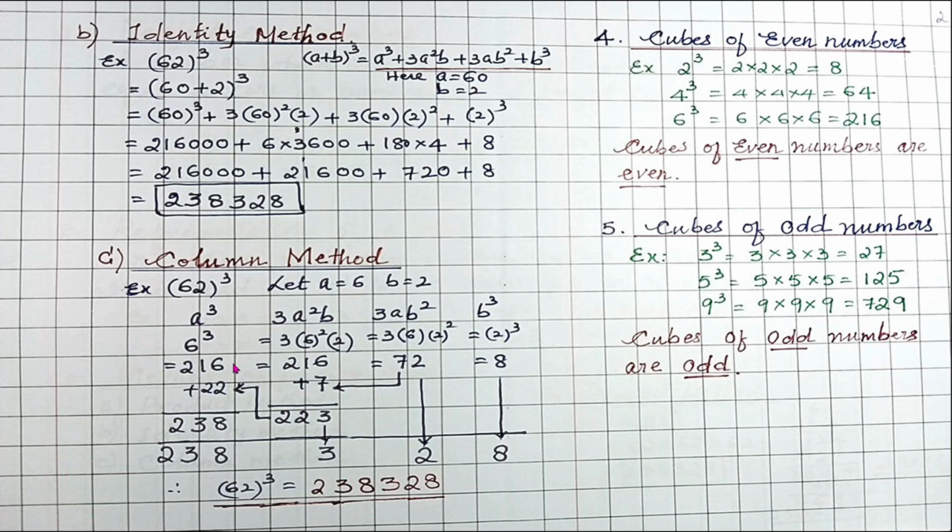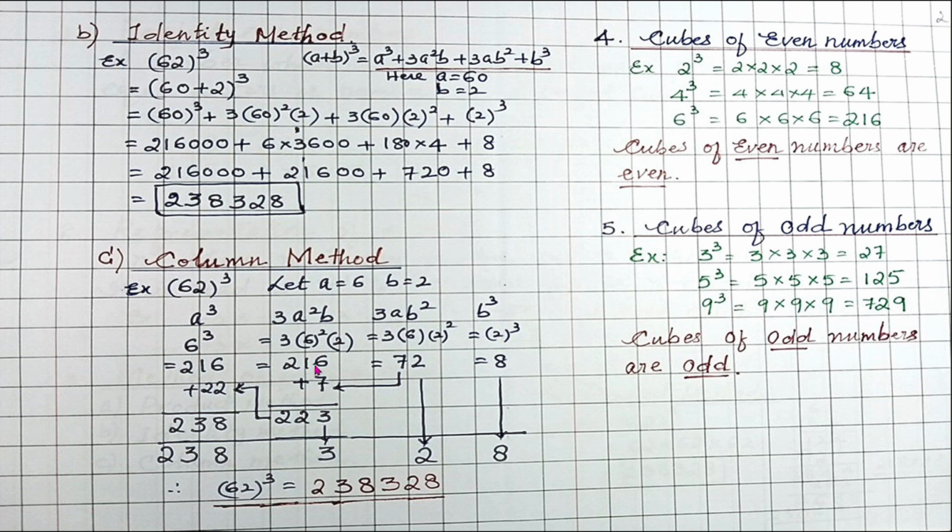Now 6 cube is 216. 3 into 6 square into 2 is 216. 3 into 6 into 2 square is 72, and 2 cube is 8. We have only one digit here, nothing to carry, so write down 8 below. In 72 we have 2 in the units place. Bring the digit in the units place down and write it below, and carry the 7 to the next column.